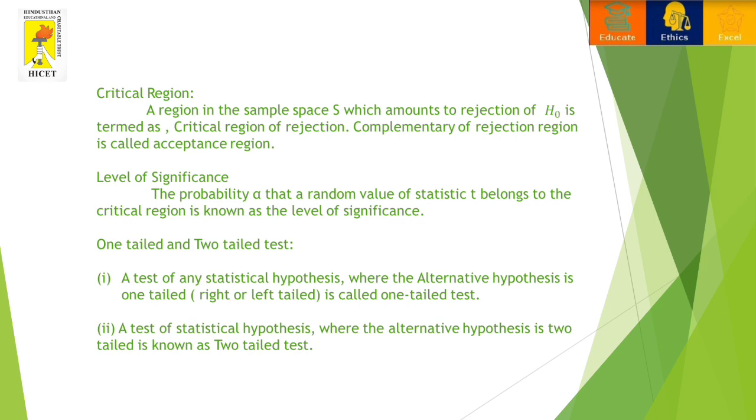Next one is one-tailed and two-tailed test. A test of any statistical hypothesis where the alternative hypothesis is one-tailed, that is right or left-tailed, is called one-tailed test. A test of statistical hypothesis where the alternative hypothesis is two-sided is known as two-tailed test.